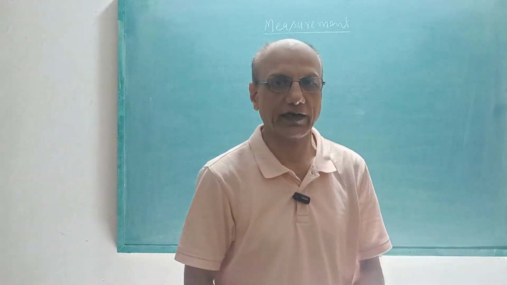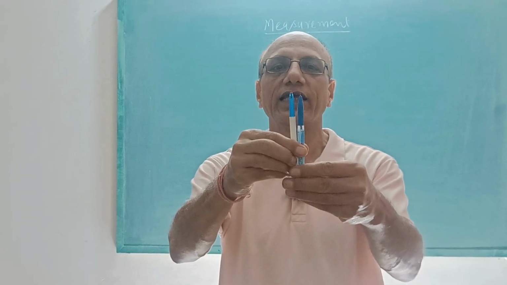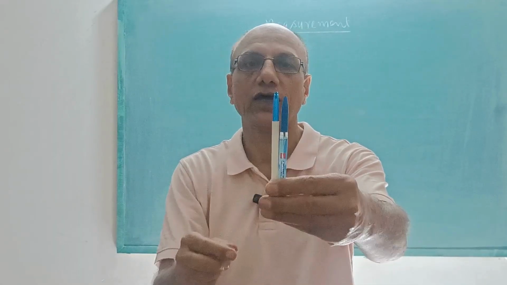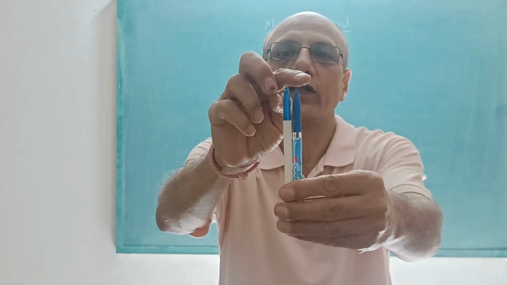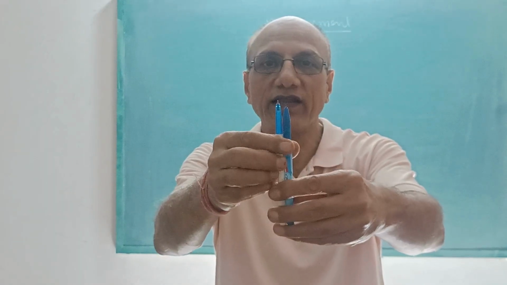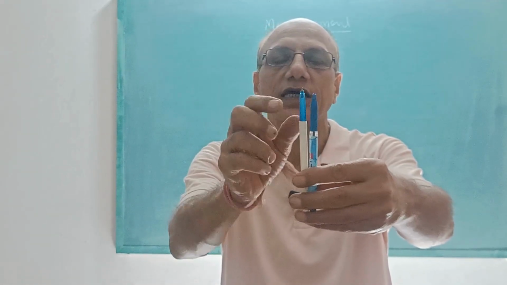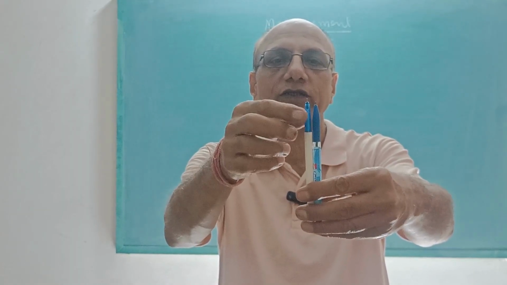So which is longer, this pen or this pen? Now I'll keep them together side by side, then you come to know that this one is longer. And here you find that this is a little longer than this one. So here we have measured. What have we done here? We have compared these two. I am comparing this with this, whether this is shorter or longer. You find here it is longer than this. So this is the measurement you are doing.